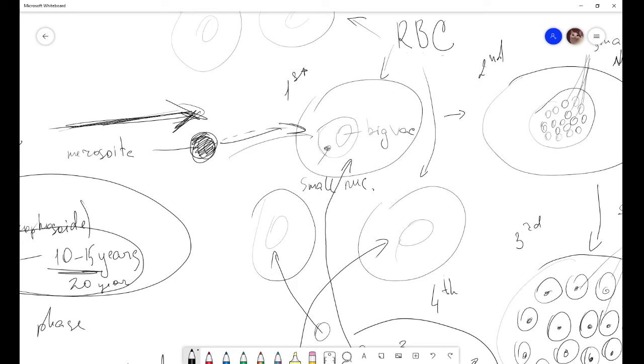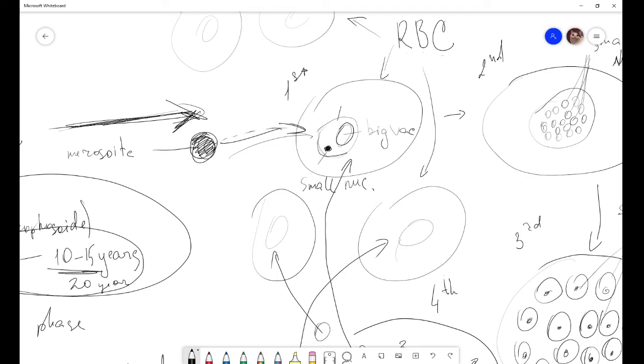It assumes a ring shape. What is a ring shape? This is the first stage of the red blood cell stage of the life cycle of Plasmodium vivax or Plasmodium falciparum. What is the ring stage? It is when the merozoite has a very small nucleus and a big vacuole inside its cell.